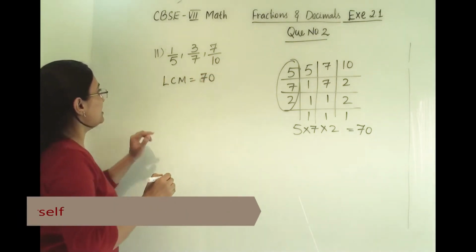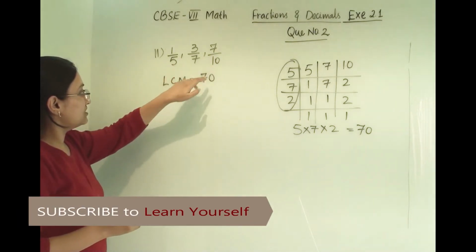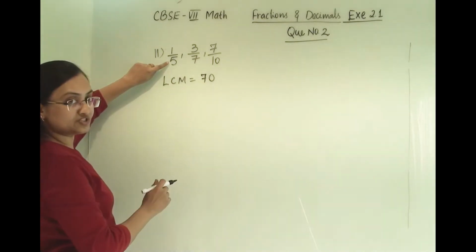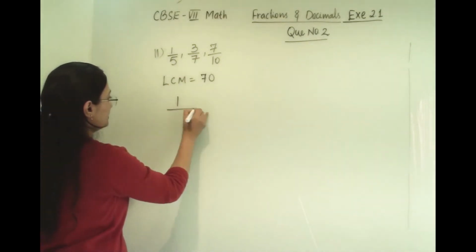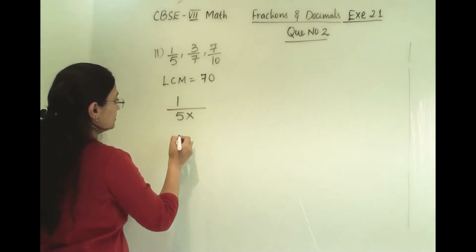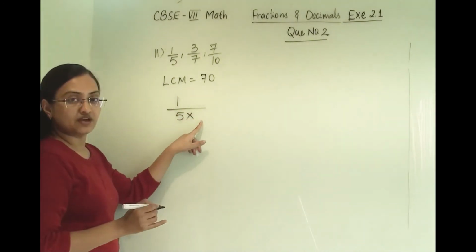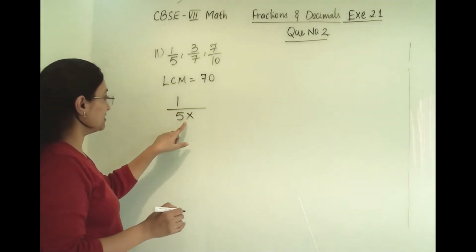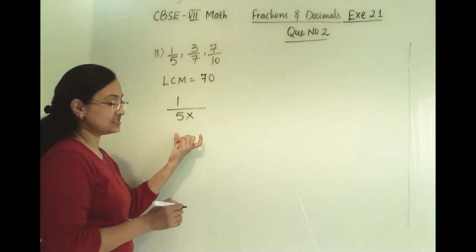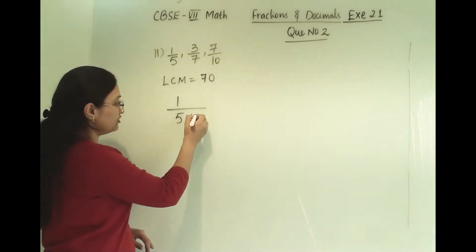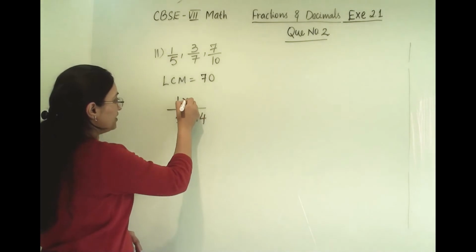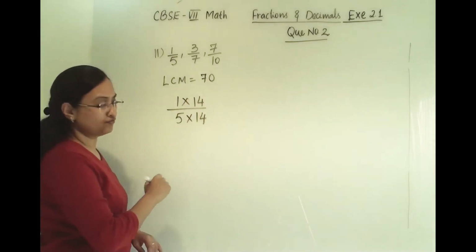Now let us convert all these denominators into 70. First fraction, 1 divided by 5. Which number do we have to multiply here so that our denominator will be 70? Here we are multiplying with 14. So above and below we will multiply with 14.